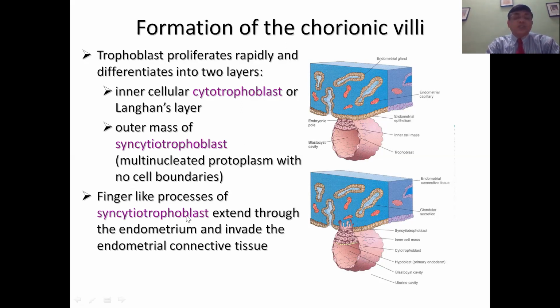The finger-like processes of syncytiotrophoblast extend through the endometrium and invade the endometrial connective tissue, or you can simply write the finger-like processes of syncytiotrophoblast invade the decidua. And which decidua it invades? Obviously the decidua basalis.